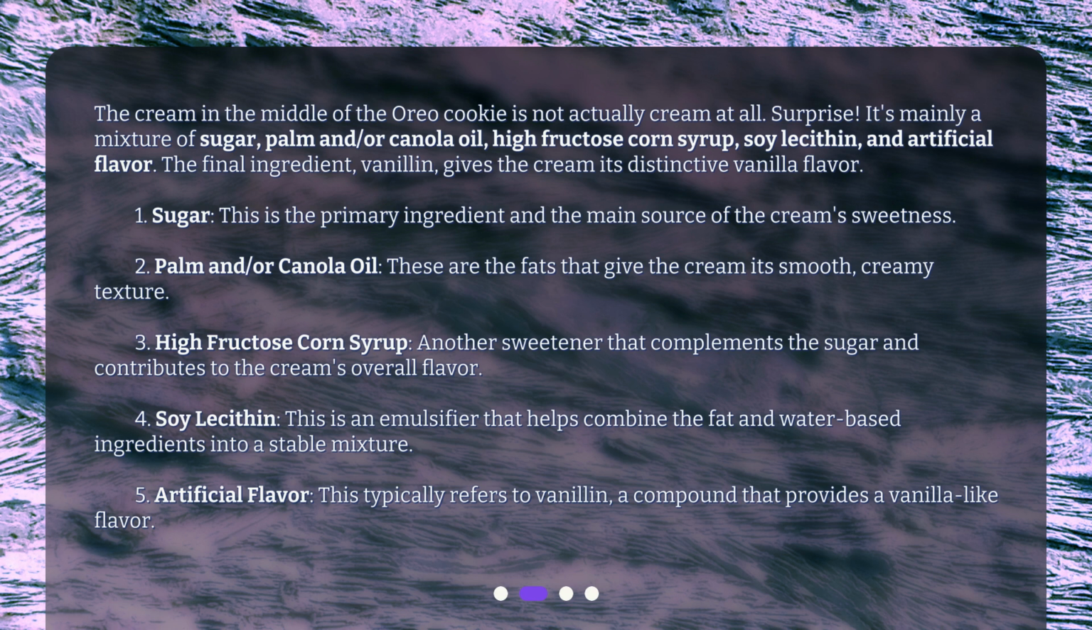3. High fructose corn syrup, another sweetener that complements the sugar and contributes to the cream's overall flavor. 4. Soy lecithin. This is an emulsifier that helps combine the fat and water-based ingredients into a stable mixture. 5. Artificial flavor. This typically refers to vanillin, a compound that provides a vanilla-like flavor.